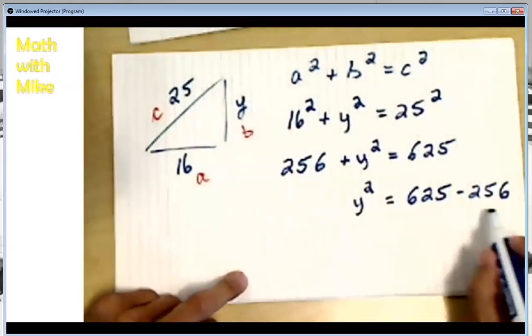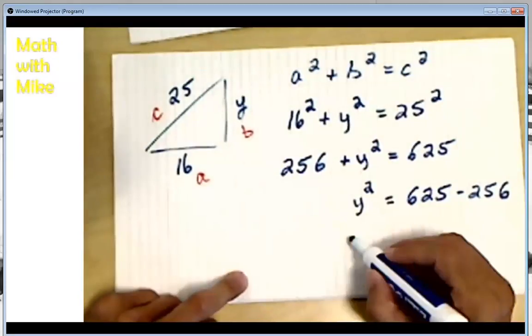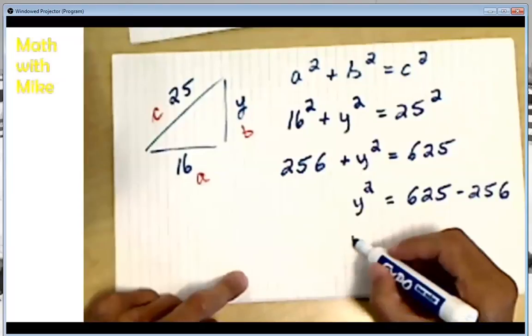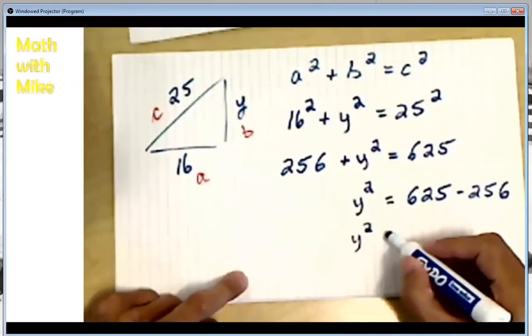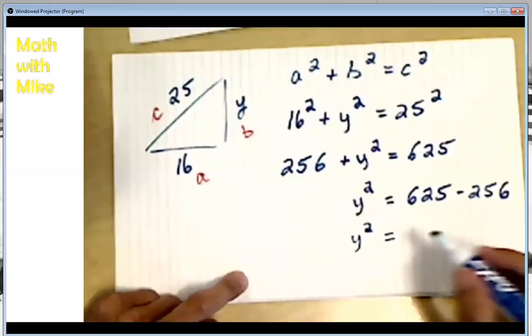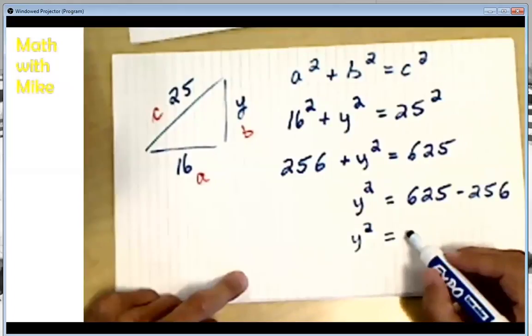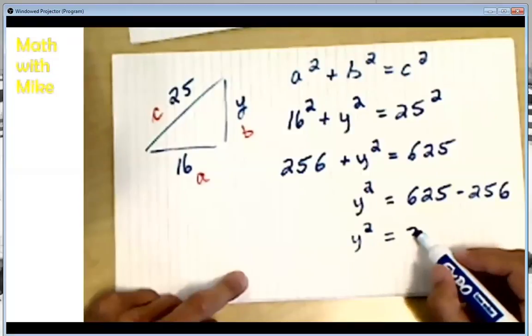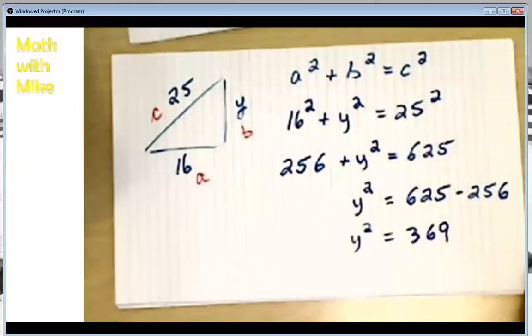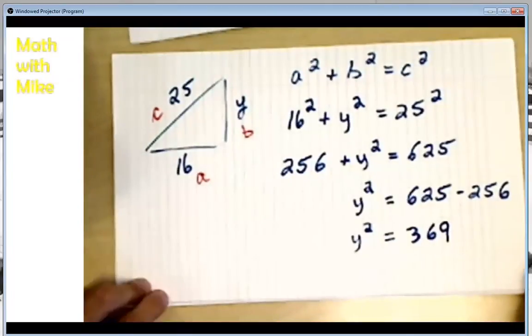So now we can subtract these. What do you get when you do this? 369. Let's check that out.